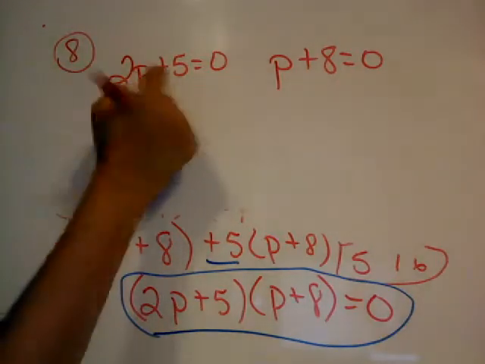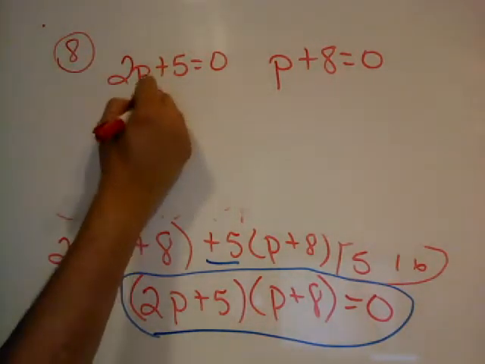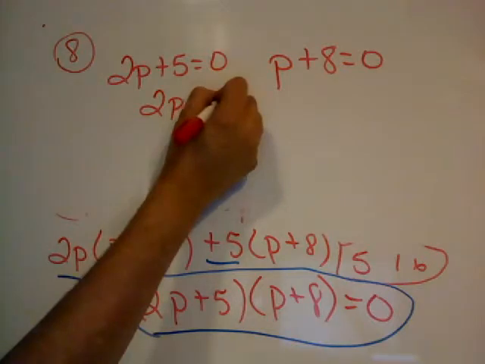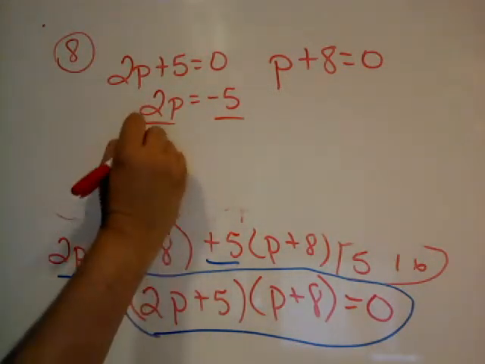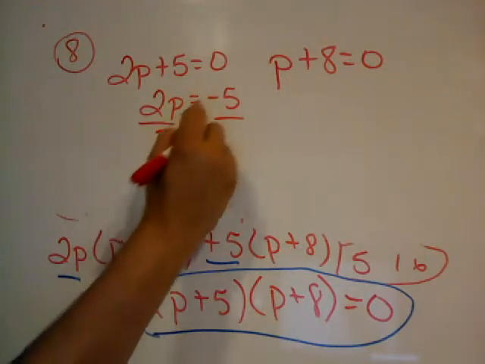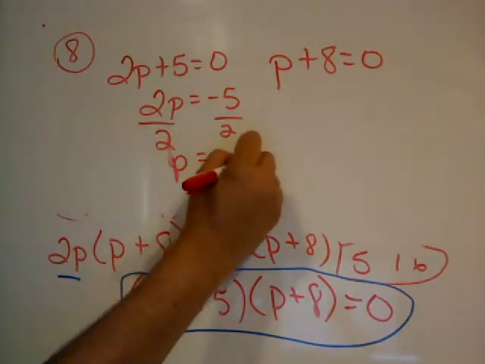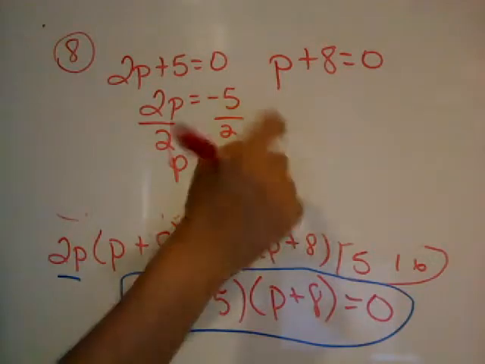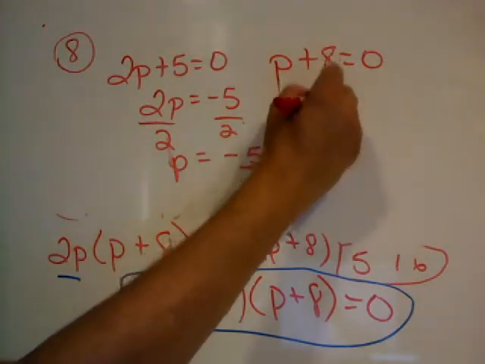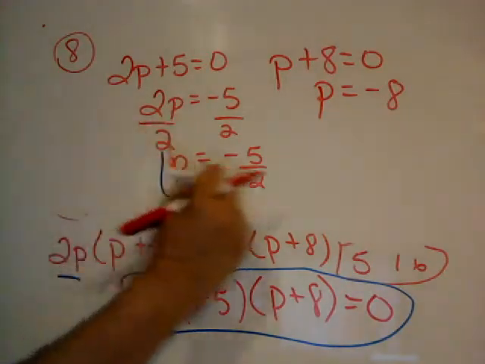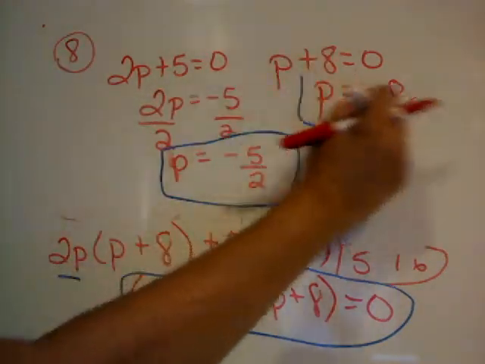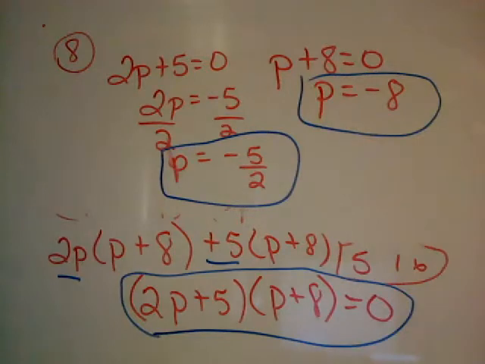Okay, so I'm going to move the plus 5, which would leave me with 2p equals a negative 5. I'm going to divide both sides by 2, which would leave me with p equals a negative 5 halves. Over here, to move a positive 8, I'm going to need a negative 8. And so my answers would be a negative 5 halves and a negative 8.